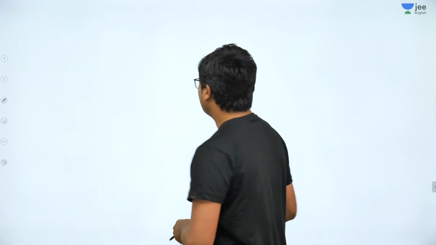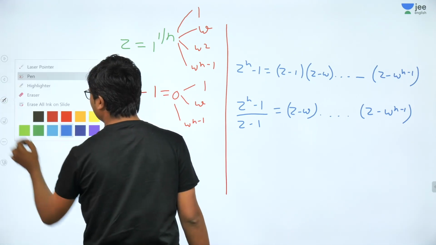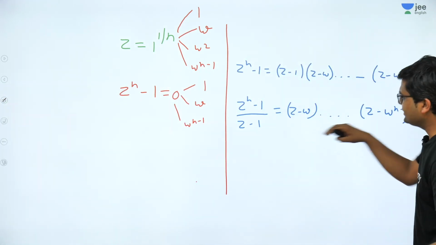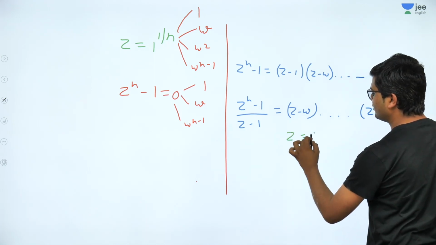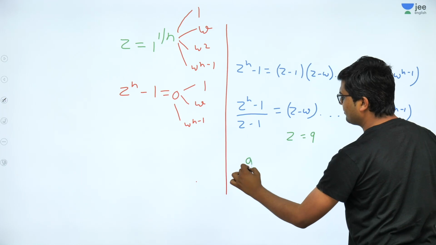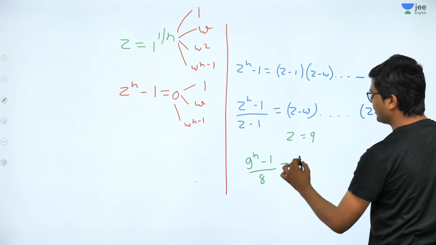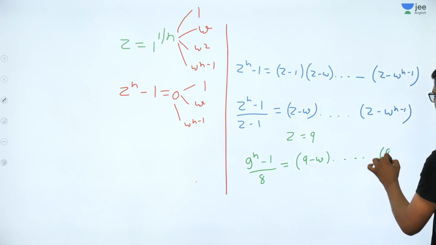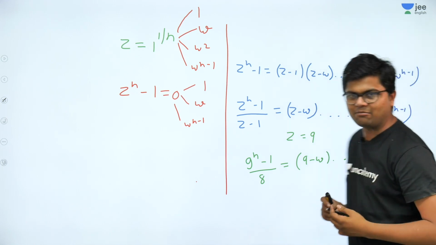No problem, just put the value of z equal to 9, because if you put z equal to 9, the right hand side will become the required expression. So just put z equal to 9, and the left hand side will come out to be 9 raised to the power n minus 1 upon 8, and it will come out to be 9 minus omega square, and it goes on till 9 minus omega raised to the power n minus 1.